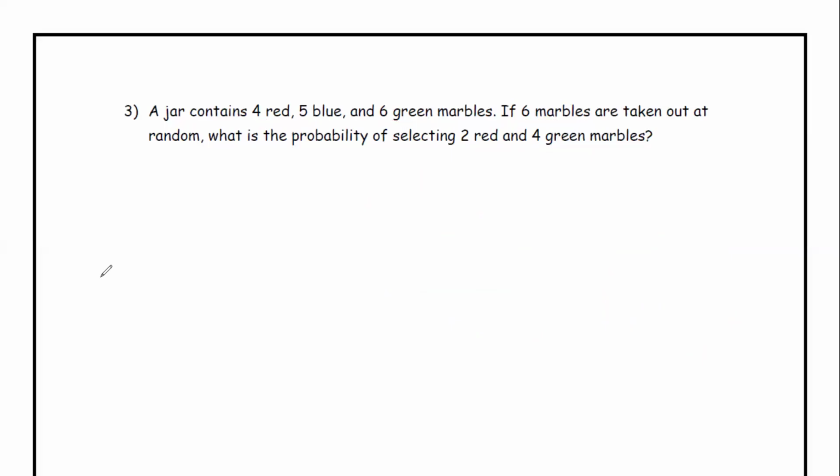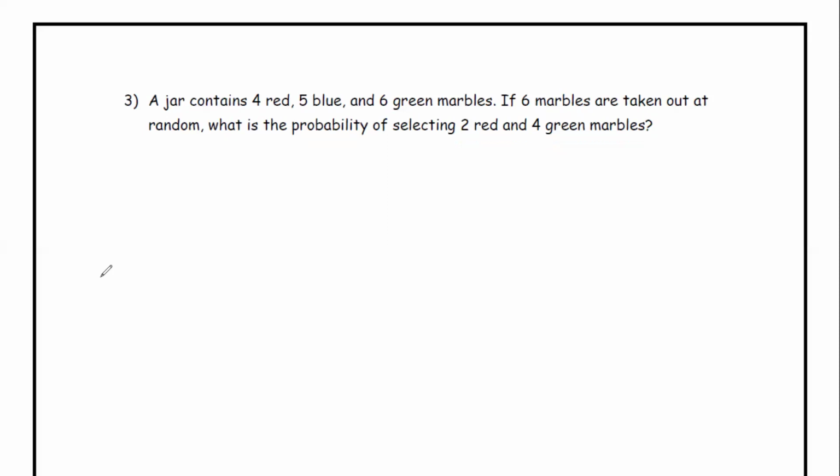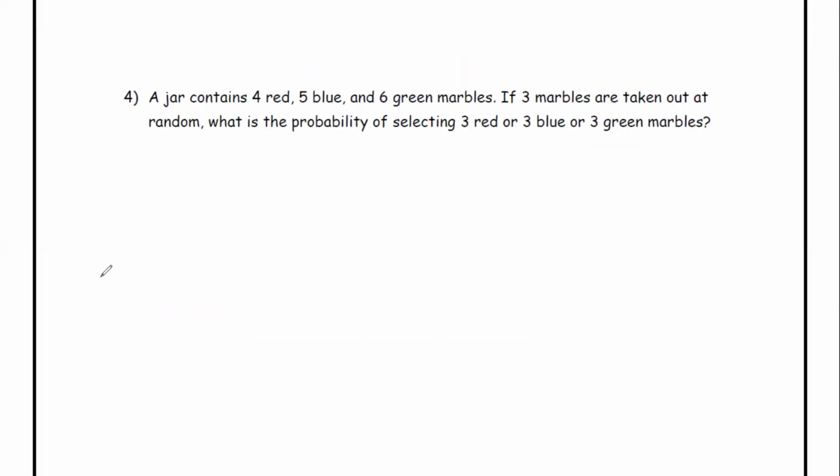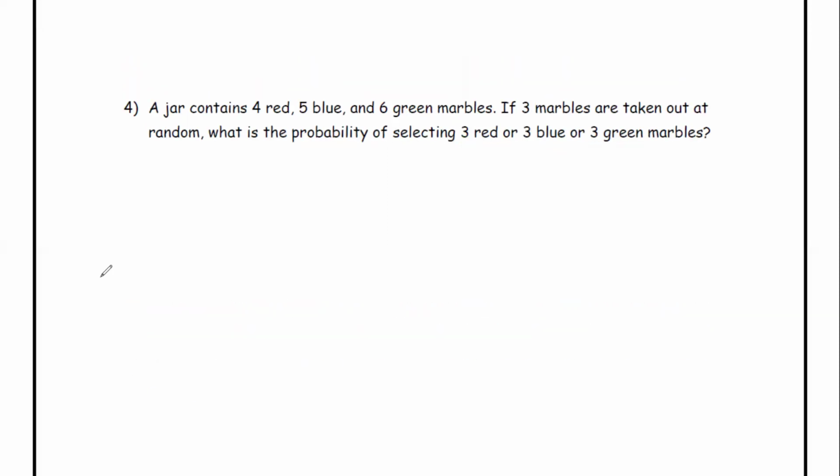Fourth question. A jar contains four red, five blue, six green marbles. If three marbles are taken out at random, what is the probability of selecting three red or three blue or three green? So that OR part I'm bringing in so that you get enough practice on this thing. So three marbles are taken at random out of how many? Out of four red, five blue, and six green. So that's again 15 total marbles, and you're selecting any three out of them.